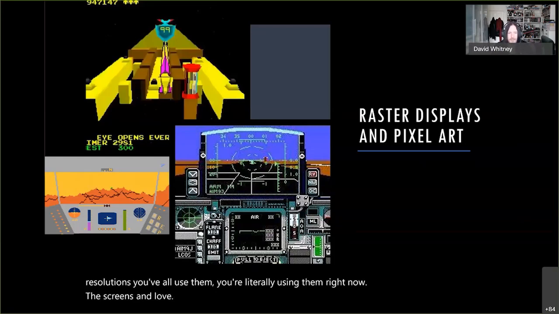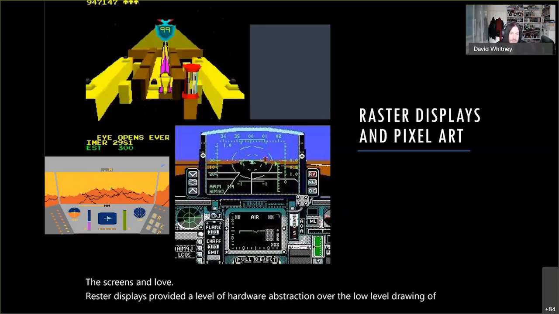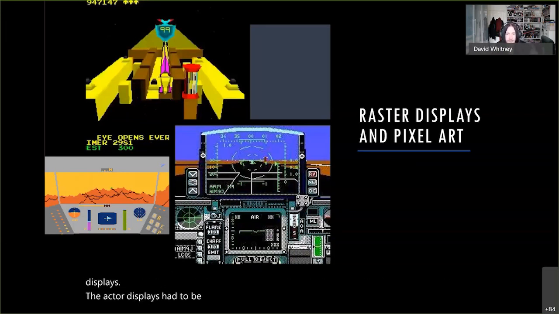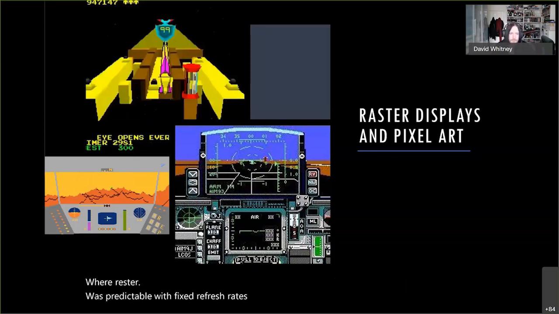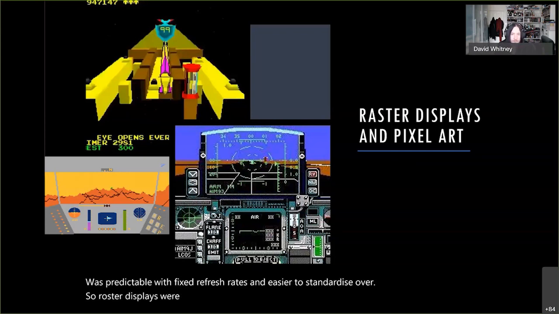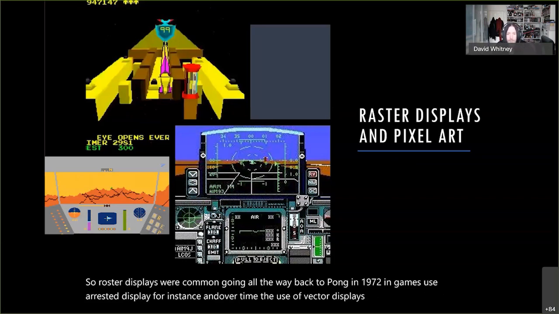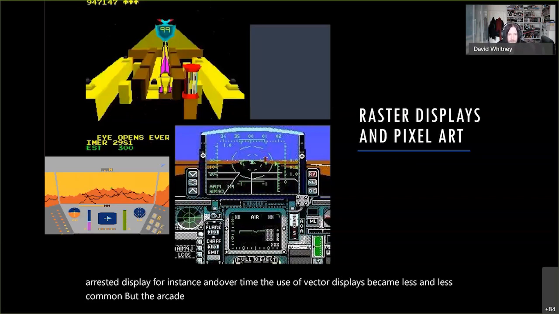Raster displays provided a level of hardware abstraction over the low-level drawing of vector displays. Vector displays had to be redrawn repeatedly to keep the image on the screen, where raster was predictable, with fixed refresh rates and easier to standardize over. So raster displays were common, going all the way back to Pong in 1972, which used a raster display, for instance. And over time, the use of vector displays became less and less common, with the arcade industry using raster displays by the 80s almost exclusively. There were obviously notable exceptions, like the Star Wars game on the previous slide.